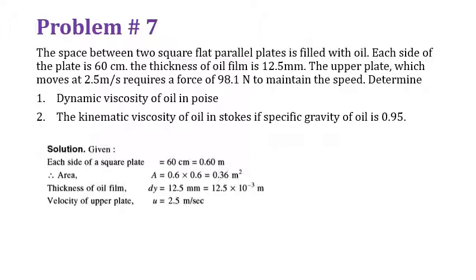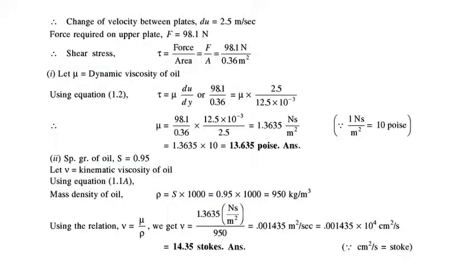The area is known, dy is known, velocity is known. This is very simple. The force is known, you have to calculate the shear stress, which is force per unit area. After that, use the same formula and calculate the dynamic viscosity. This will be Newton second per meter square. You convert it to poise.